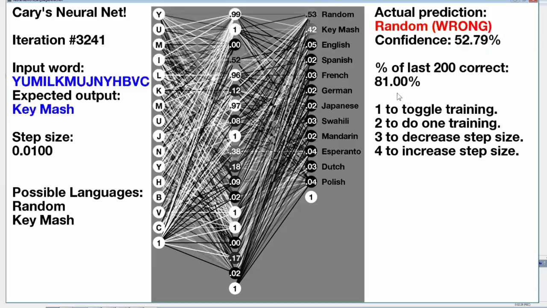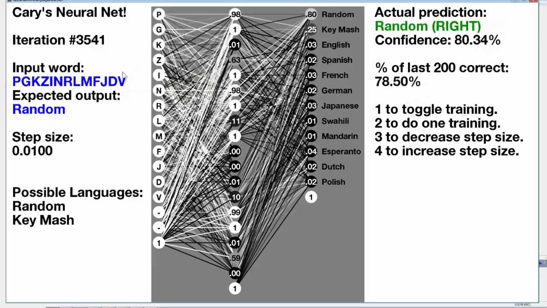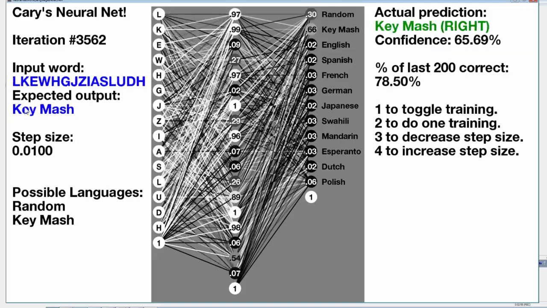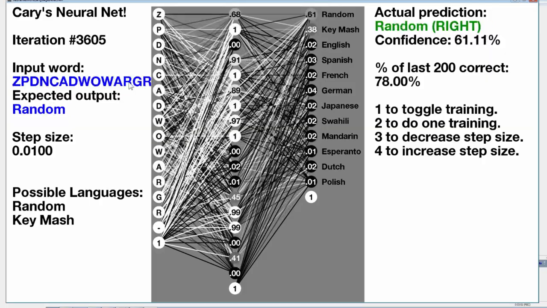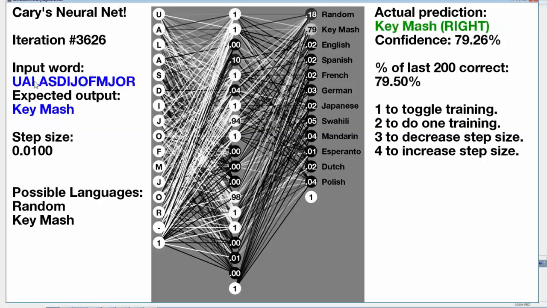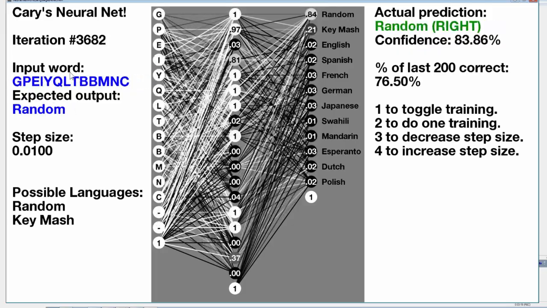Oh, and look at that, the prediction rate is over 80% now. One thing I did to make it slightly easier to tell the difference between keymash and random was that I only allowed strings that were 13 or more letters. Which I think is allowable, because if it's like 5 letters, there's just no way you can tell them apart. I want to be as fair to this network as I would with a human.